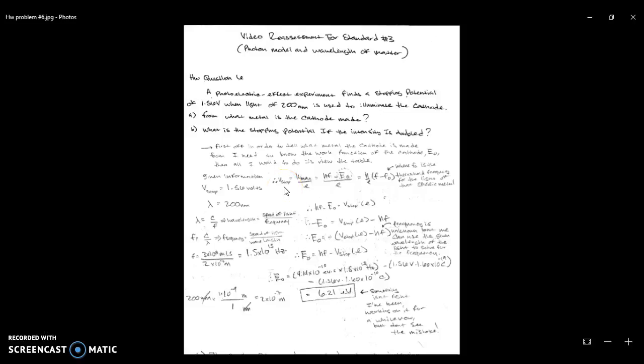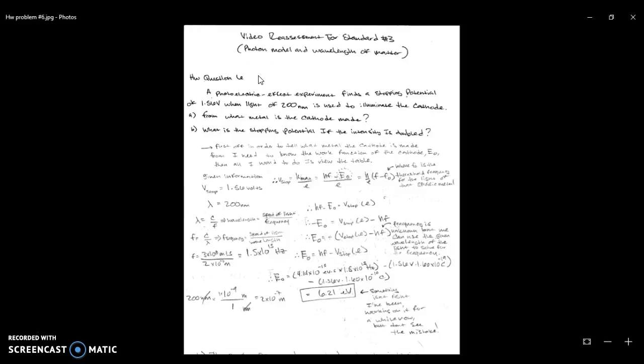Okay, here goes my video reassessment for standard number 3. So, one of the assigned homework problems from chapter 38, quantization. I just chose the homework problem that looked similar to a question that was on a standard. So here it goes.